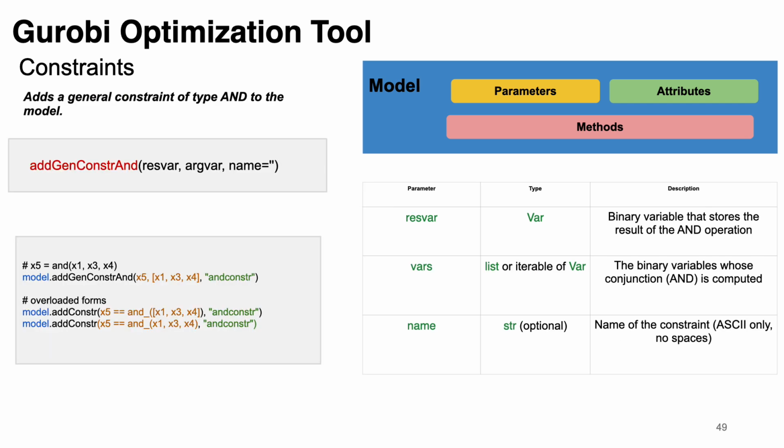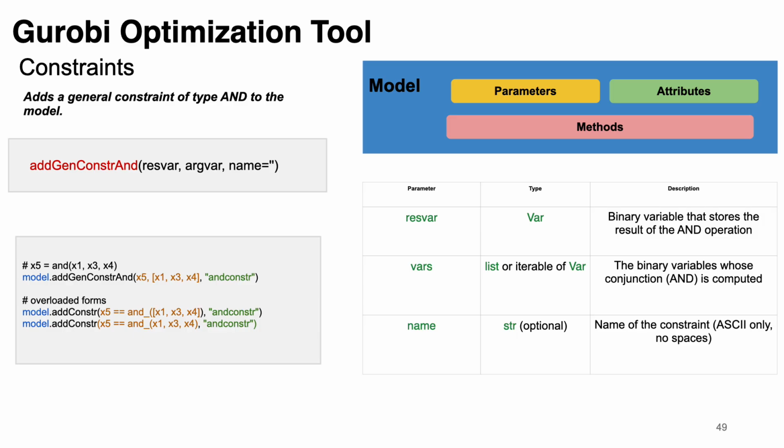Moving on to logical operators, we have addGenConstrAnd. This allows us to link multiple yes or no decisions together. This constraint takes a result variable and a list of input binary variables. If you want a specific process to only turn on when 3 separate subprocesses are completely finished, you use this function.